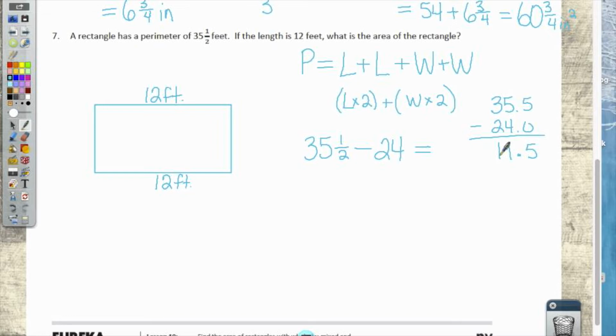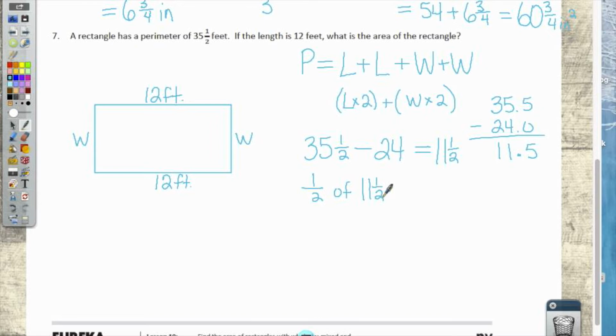Did you get 11.5? Yep. Okay. So some of you even did that in your head. All right? So 11.5. Now, what that means is, if I add my width plus my width, it's going to be 11.5. So I've got to figure out half of 11.5, and I want you to write that down.